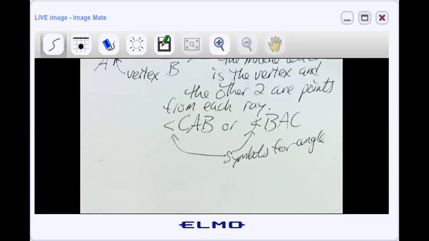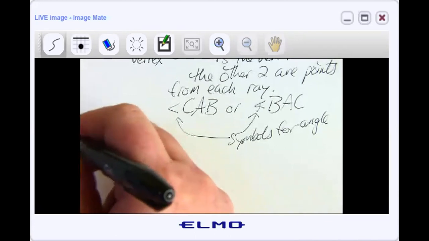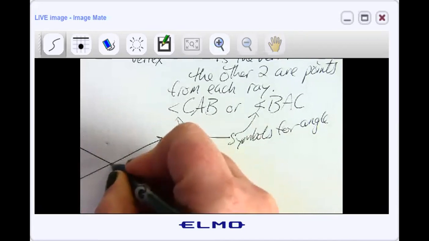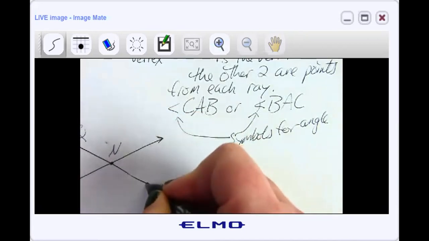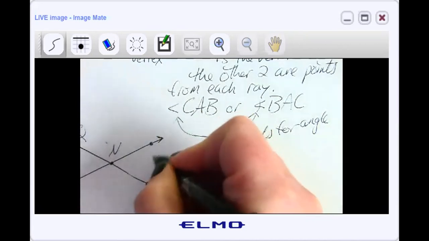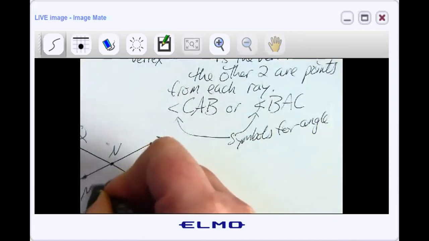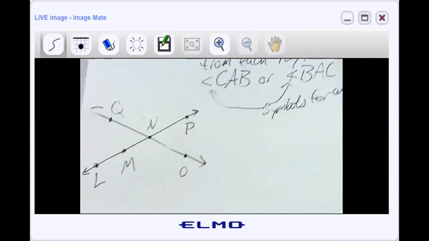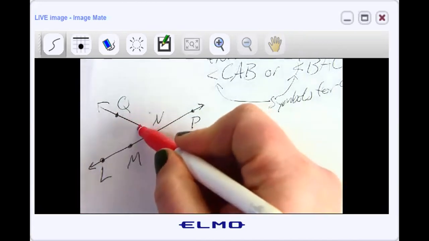All right, I'm going to show you another example with a diagram that's a little bit more complicated, has a few more angles on it. Let's just say I did this: Q, N, O, P. Okay, let's say I had this diagram, and I wanted to name this angle right here.